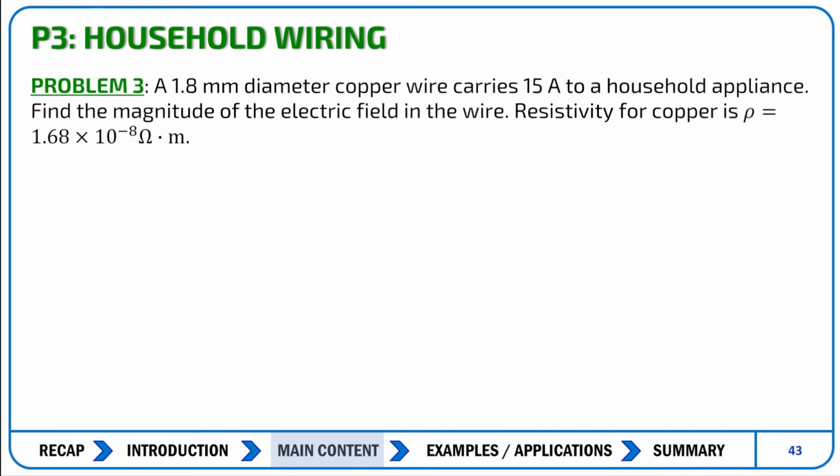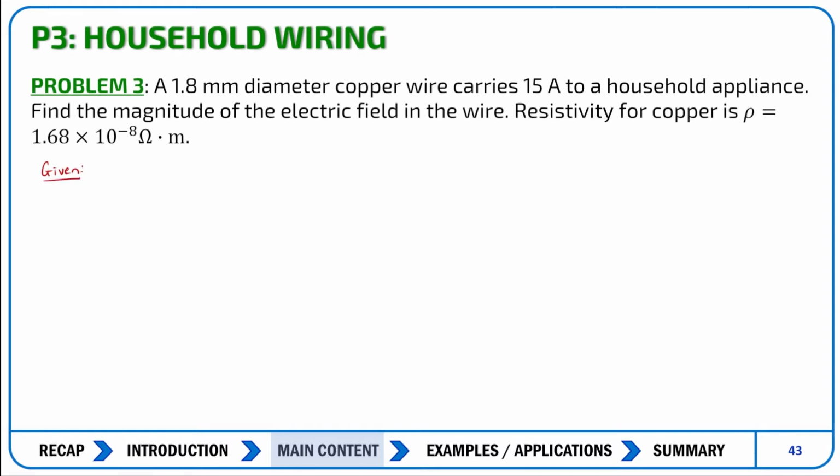In problem 3, we want to take a look at household wiring. So a 1.8 millimeter diameter copper wire carries 15 amps to a household appliance. We're trying to find the magnitude of the electric field within the wire. We're given the fact that the resistivity for copper is 1.68 times 10 to the negative 8 ohm meters. So first, state our known values, or at least what's given to us.